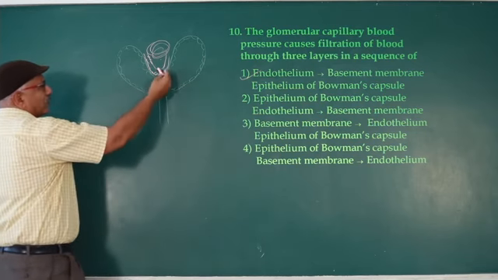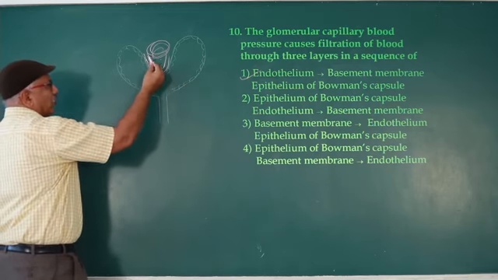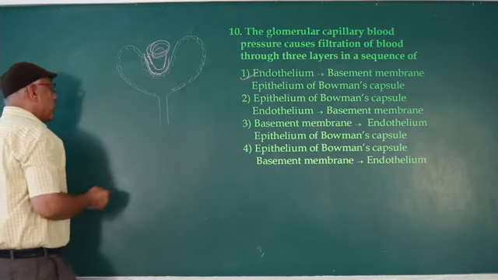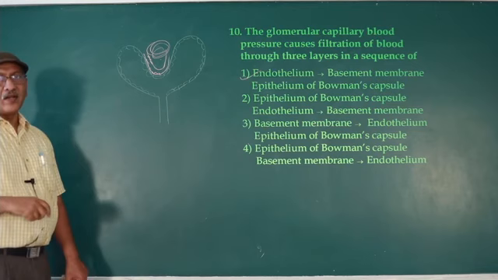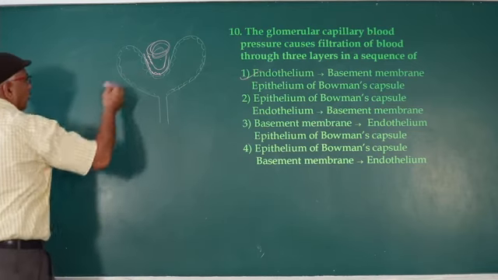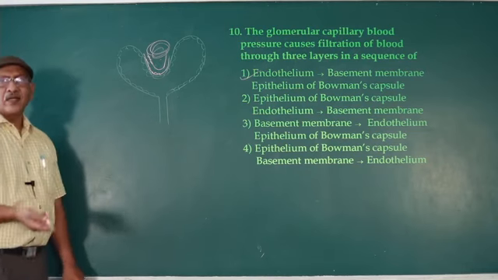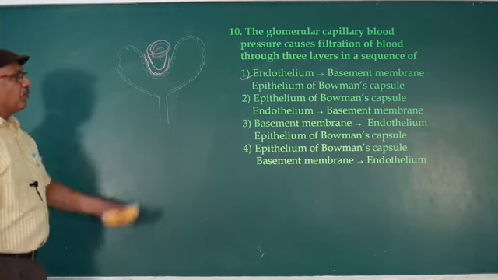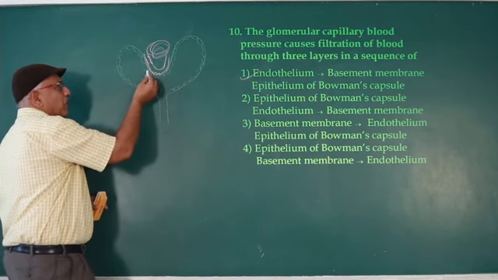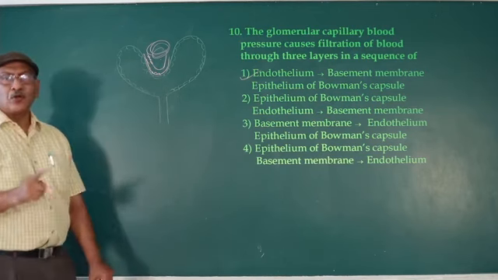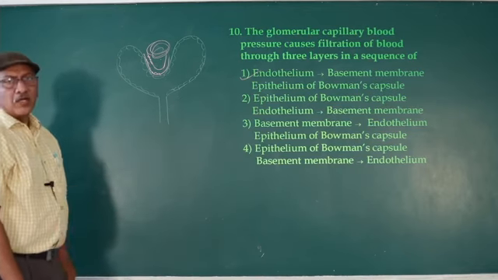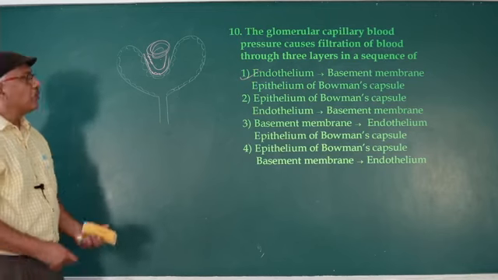So these 3 layers are endothelium of glomerulus, the basement membrane of glomerulus and basement membrane of Bowman capsule, two basement membranes forming the second layer, and podocytes of Bowman capsule, third layer. Endothelium, basement membrane means basement membrane of glomerulus and basement membrane of Bowman capsule, together one layer. Third one is podocytes of Bowman capsule.